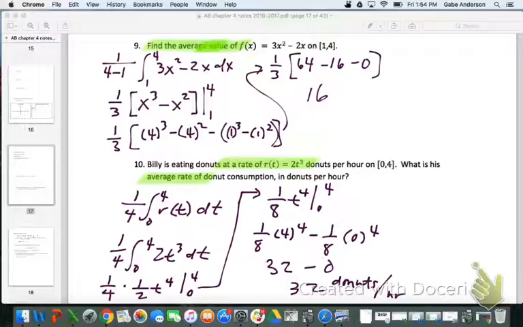At the end of the fourth hour, his rate is 2 times 4 cubed. That's 128 donuts per hour at the end of the fourth hour.